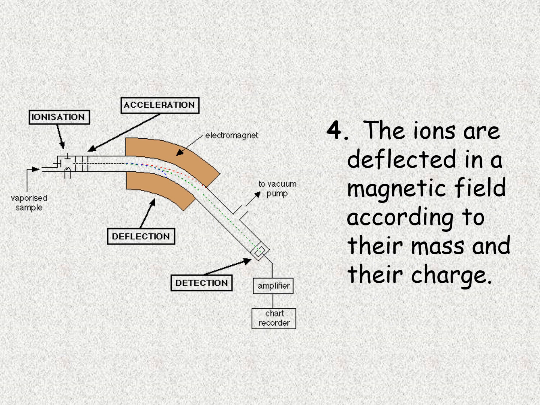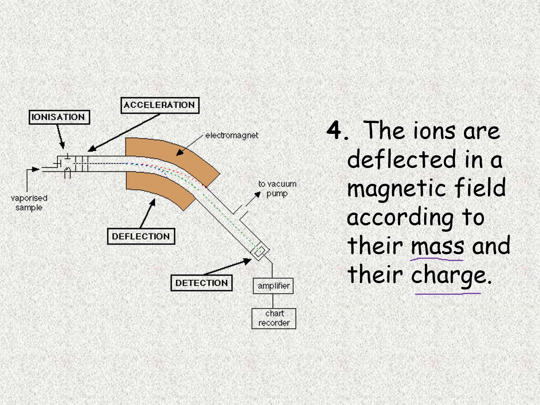So at this stage, the ions are moving fast and they enter a magnetic field which is caused by the electromagnet. And they get deflected in the magnetic field according to two things: their mass, so how heavy they are, and their charge. Now the general principle is the lighter the mass, the more the deflection. If you could imagine going to kick a bowling ball and kick a football, because the football is lighter, you can deflect it more from its original course than you would a bowling ball.